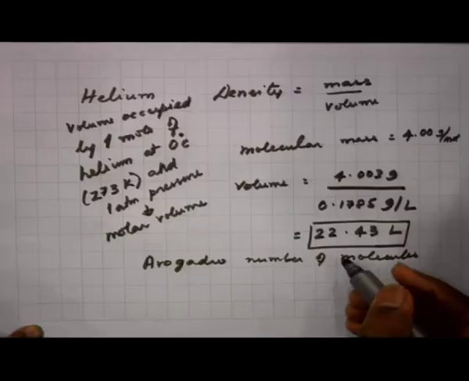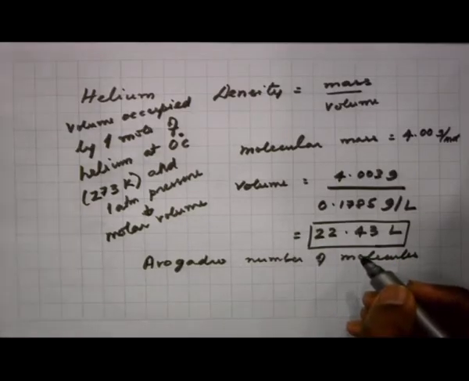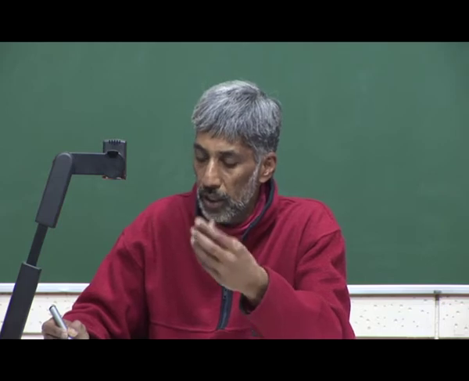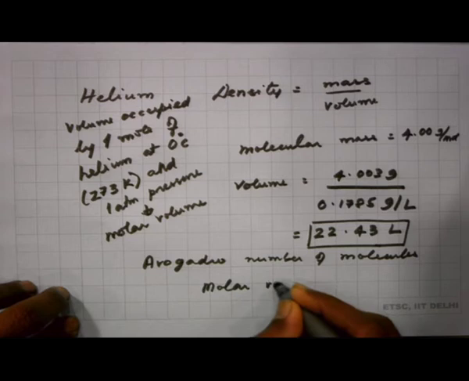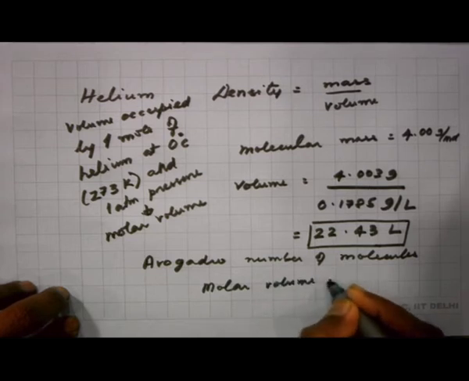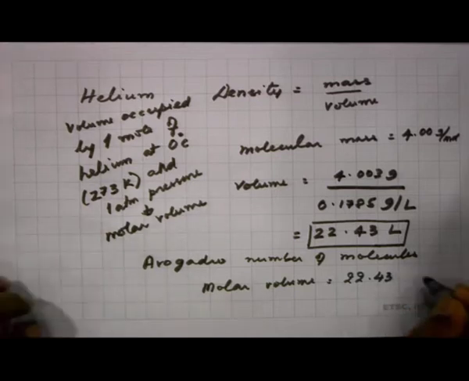So, we are saying that if I took 1 mole of any gas at 273 Kelvin and subjected to 1 atmospheric pressure, the molar volume would be predicted to be 22.43 liters approximately.